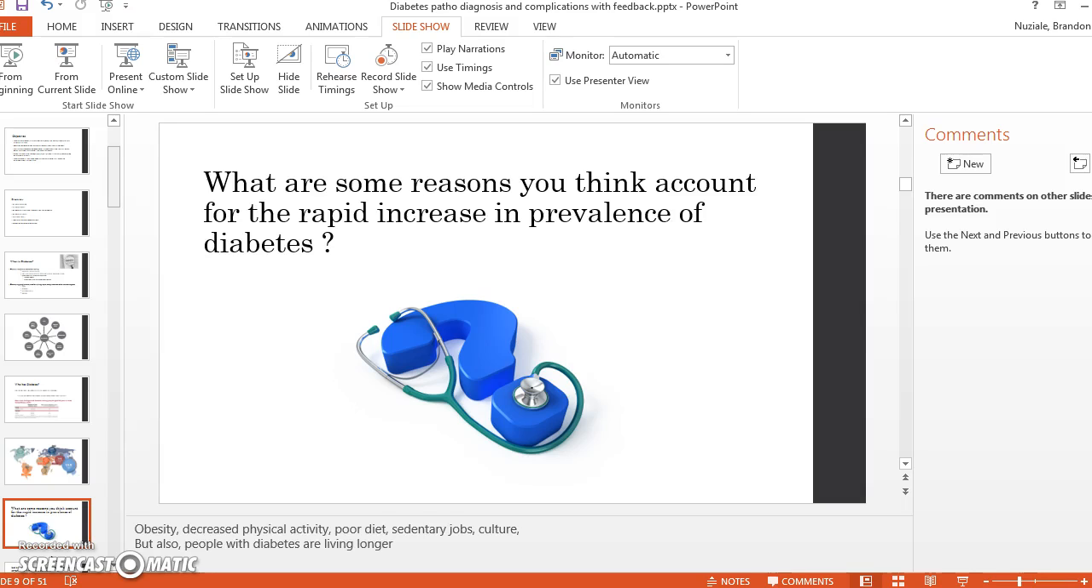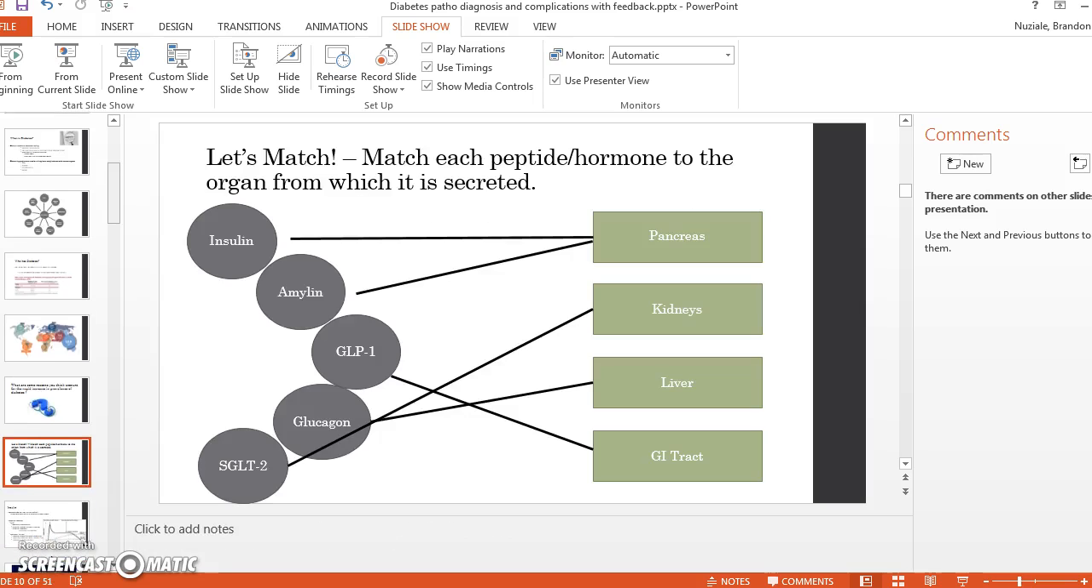So now we're going to jump right in and move into some pathophysiology on how diabetes actually progresses. Before we do that, let's do a quick reminder of what peptides and hormones are secreted from what organs. If we know this, it will be much easier for us to identify the pathophysiology that's associated with diabetes if we can understand the normal physiology. So this is the view that they will see.